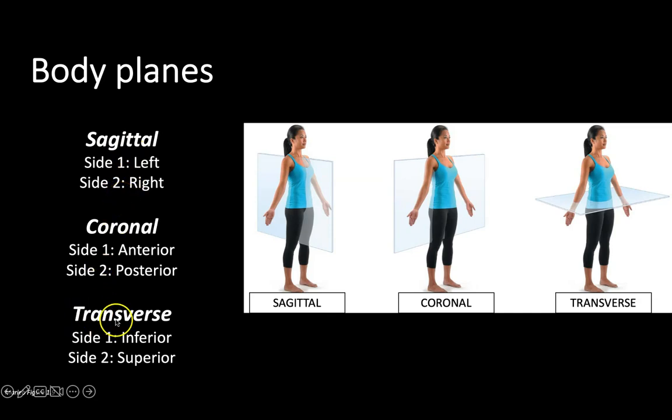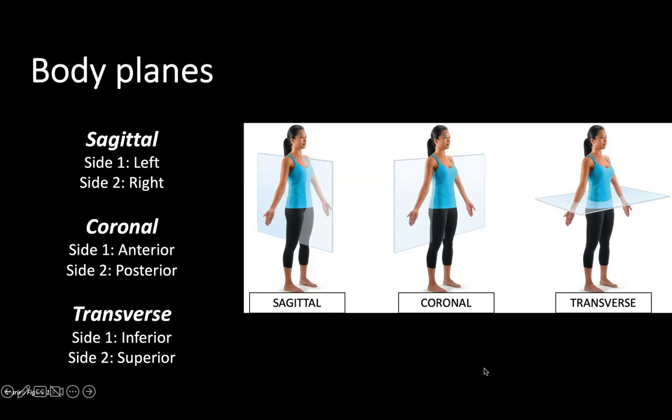Now finally, we have transverse sections. In this case, you're dividing top from bottom. So you can see the pane of glass has cut this person in half. So her torso is now separated from her legs. That means that one side of the cut, or one side of the plane, is inferior, and the other side is superior. So those are the three body planes: sagittal, coronal, transverse.